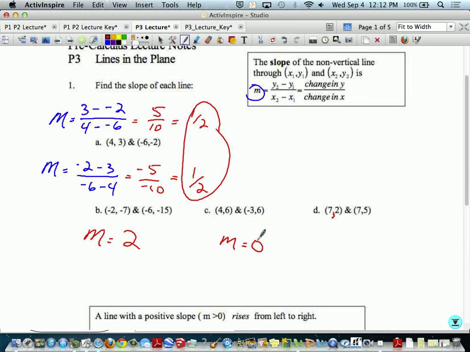What kind of line is it? Oh, it's horizontal. The y values are the same. So this is horizontal. The slope is 0. When we get to the vertical, what do we say? The clearest answer is probably to say undefined.